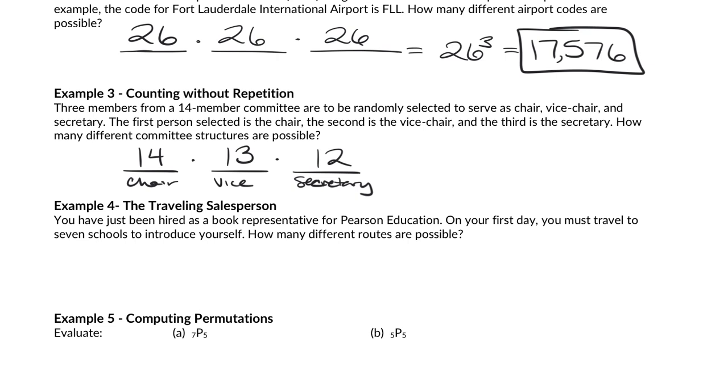So how many different combinations of this committee structure do we have? 2,184 options out of this 14-person committee when we're picking 3 of them.